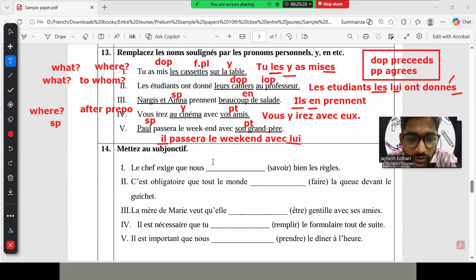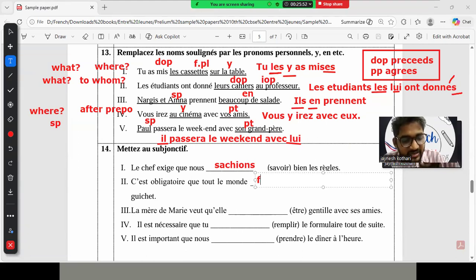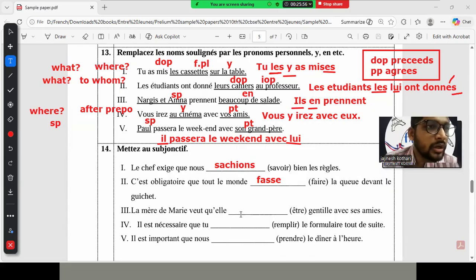Yes. Okay, let's start. "Le chef exige que nous sachions." Okay, the chef means the main head. That we know the rules well. "C'est obligatoire que tout le monde fasse", FASSE. Okay, "c'est obligatoire que tout le monde fasse la queue." Okay, make the queue in front of the guichet.